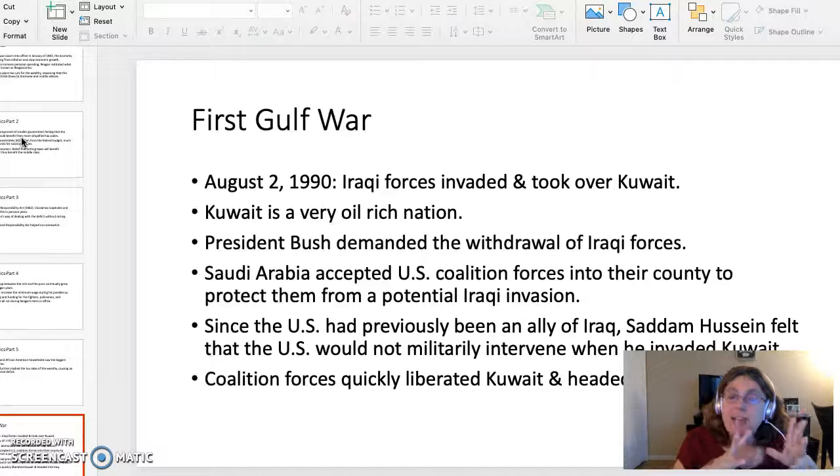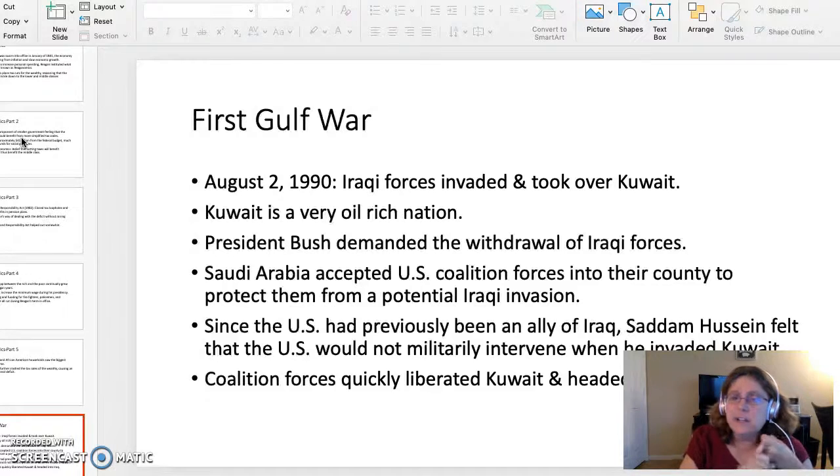The United States was the head of United Nations coalition forces during the first Gulf War. Keep that in mind. We had the support of the international community. Saudi Arabia was the base for United Nations coalition forces during the first Gulf War. And the Saudis accepted UN coalition forces into their country because they are also an oil-rich nation. And the fear was that if the Iraqis invaded and took over Kuwait, that they would be next.